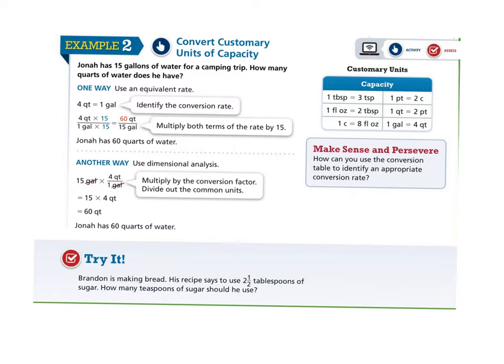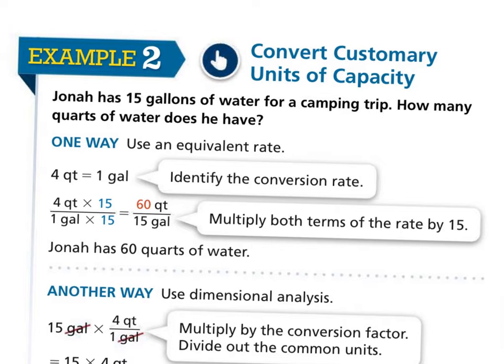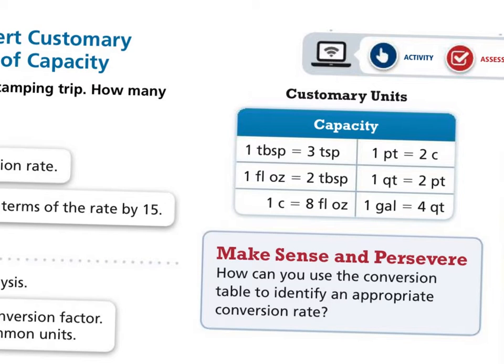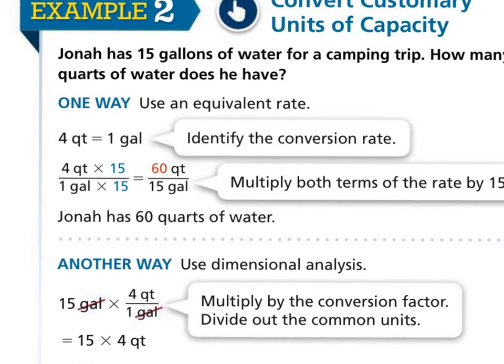So if we look at example 2, Jonah has 15 gallons of water for a camping trip. How many quarts of water does he have? Okay, so we've got our conversions here we can look at. And so we know there are 4 quarts in a gallon. So one option would be, if we have 15 gallons, quarts are smaller. And literally from our picture, the Q is smaller than the G, right? So quarts are smaller, so there's going to be more quarts than there are gallons because they're smaller units of measure. So one way to do this would be to simply multiply 15 times 4 and you would get 60 quarts.